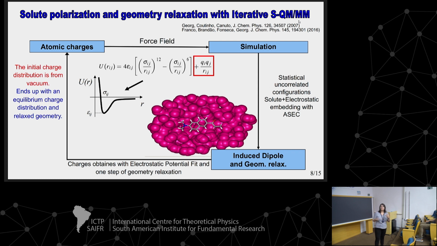So to do that, we use a methodology that we developed, the iterative sequential QM/MM. We start with the charges of vacuum. Then we perform the simulation. After that, we have the distribution of the solvent around the solute. And then we use all this structure to recalculate the charges over the solute. With these new charges, we start again the simulation, generate new structures, and then calculate new charges. So we do that until we have converged charges to equilibrate the interaction between the solute and the solvent. And then we call these charges polarized charges.